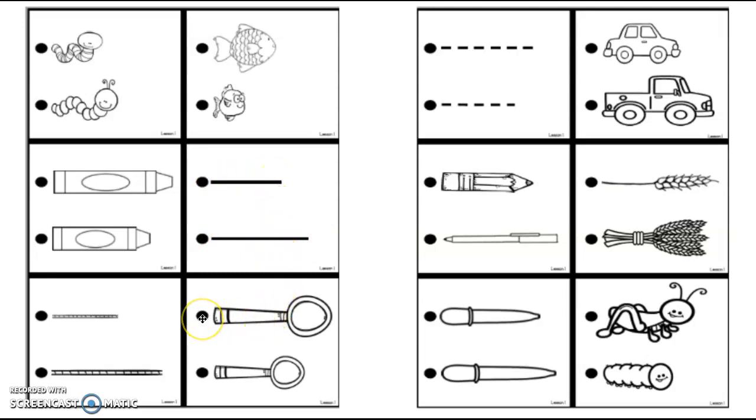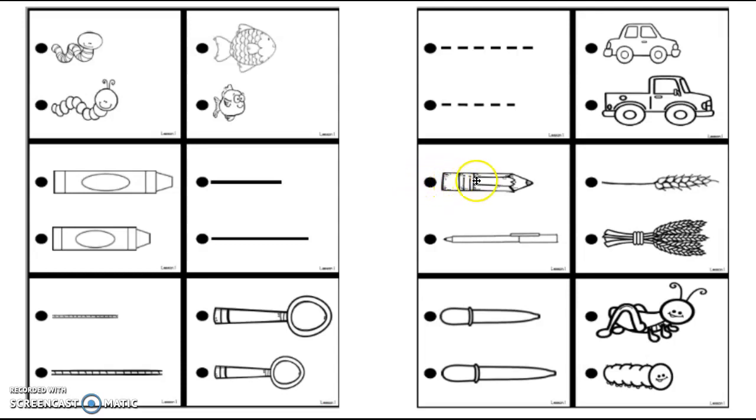Let's look at the magnifying glasses. Do you think the top one is longer or shorter than the bottom one? It is longer. Good. Let's move on over to these dotted lines. Do you think the top line is longer or shorter than the bottom line? It is longer. Good. Let's look at the pencil and the pen.